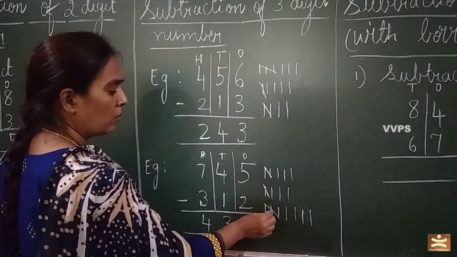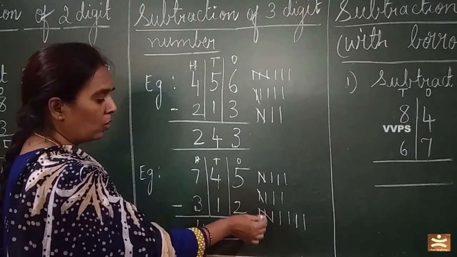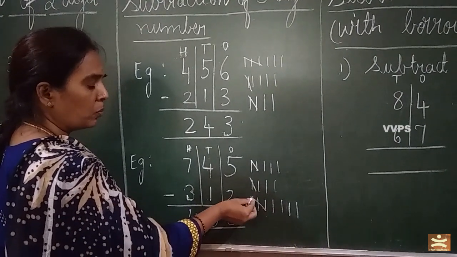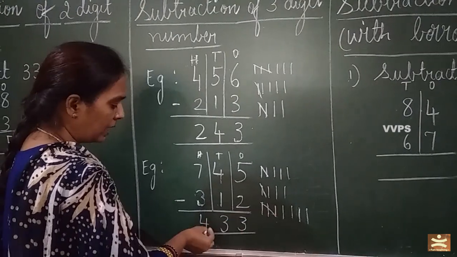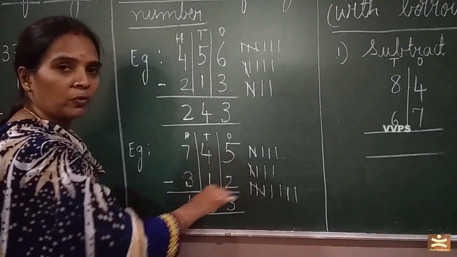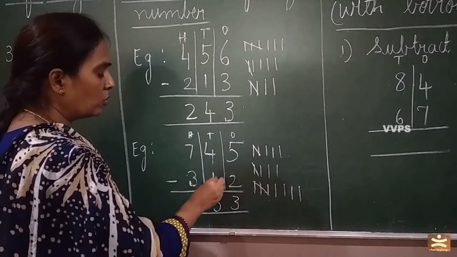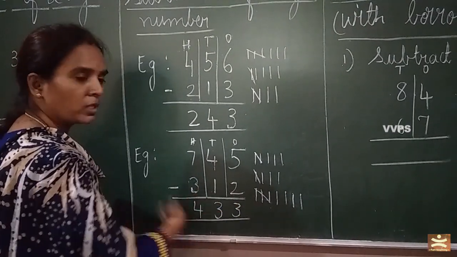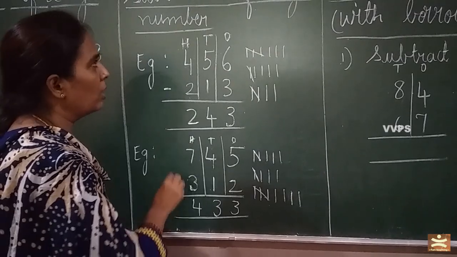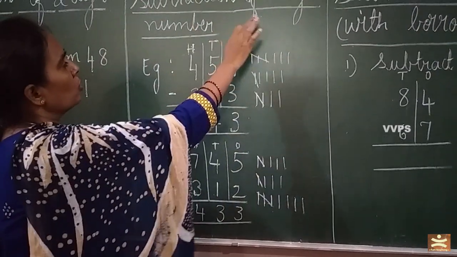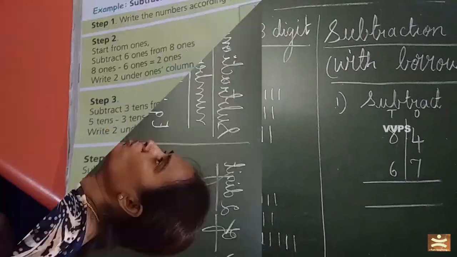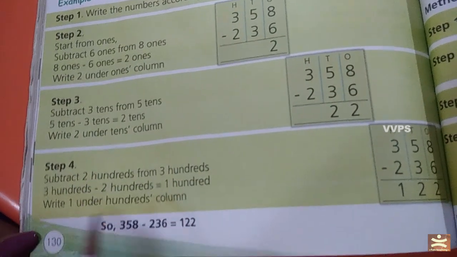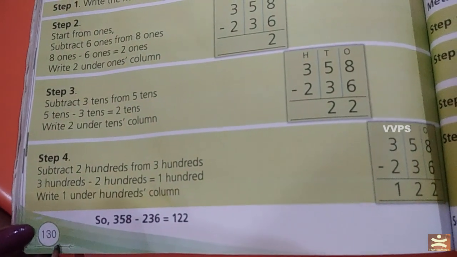Children, while counting you have to count it properly, or else the answer will be wrong. Suppose if you make one mistake also, the whole sum will be wrong, children. So while counting you have to be very careful. Okay, have you understood this, children? Subtraction of 3-digit number. Now children, take out a textbook, open page number 130.